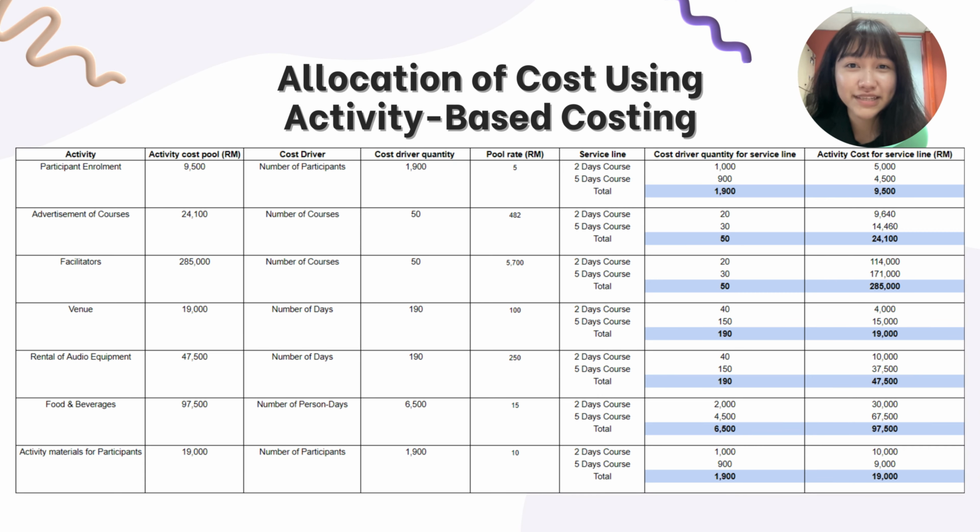Now, I'll continue the presentation with the allocation of costs using activity-based costing. In order to observe and calculate the data more clearly, we'll do the allocation in a table. By using the suitable cost driver to calculate the costs of each activity for the 2-day course and the 5-day course, we are able to determine the pool rate for each activity. Hence, the total activity cost for each service line can also be determined by multiplying the pool rate with the cost driver quantity for each service line. Finally, we'll use the costs found in this table and plug them into another table on the next slide.